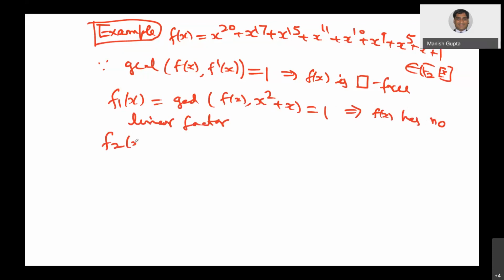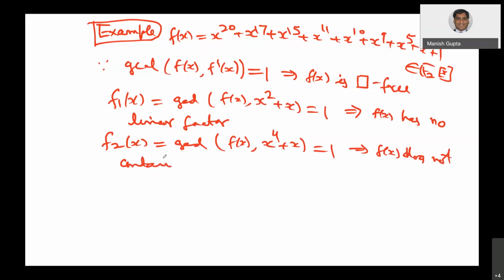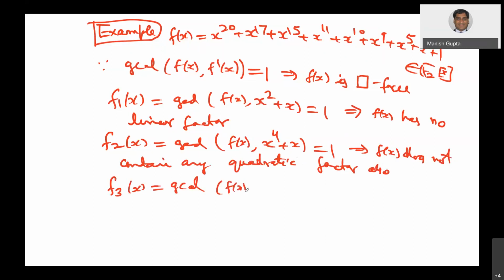So we compute f2(x), I'm just applying the algorithm, which will be the GCD of f(x) and x^4 plus x. This is also 1. This implies that f(x) does not contain any quadratic factor also. Okay. So that means we go to the next round, we look at f3(x), which will be the GCD of f(x) and x^8 plus x. This time it turns out not to be 1, but rather x^6 plus x^5 plus x^4 plus x^3 plus x^2 plus x plus 1.